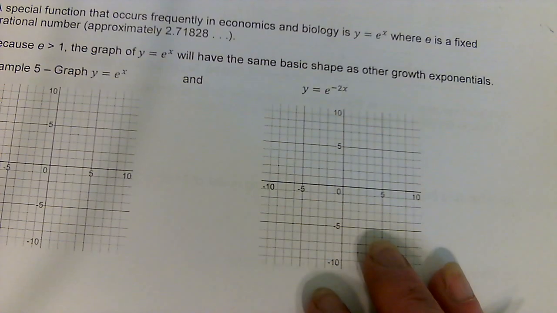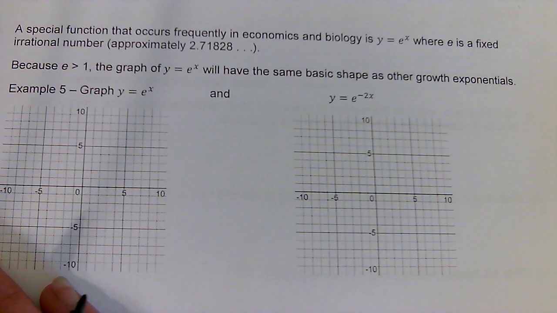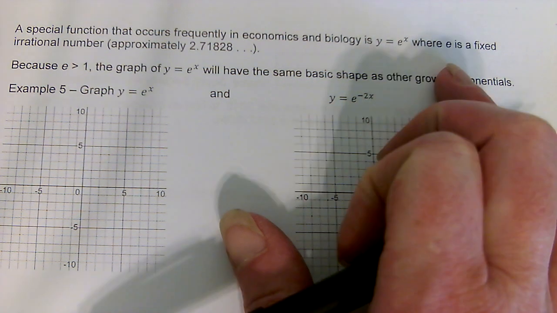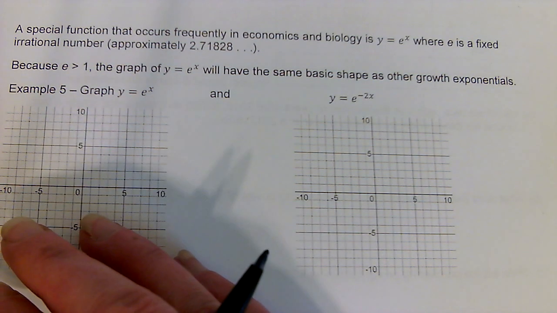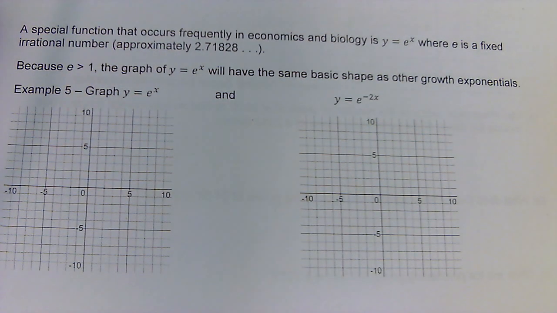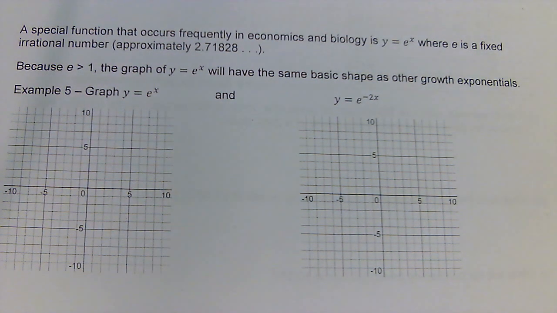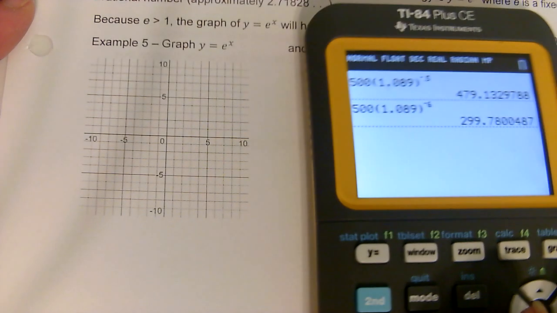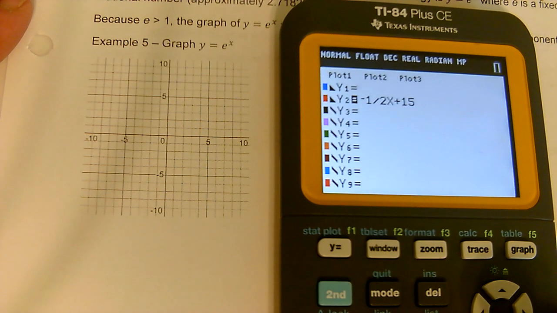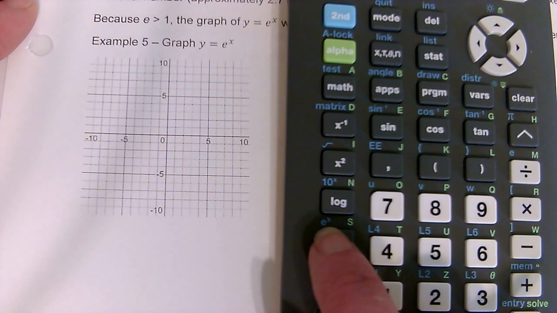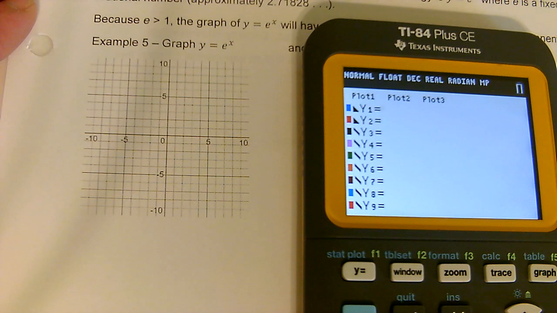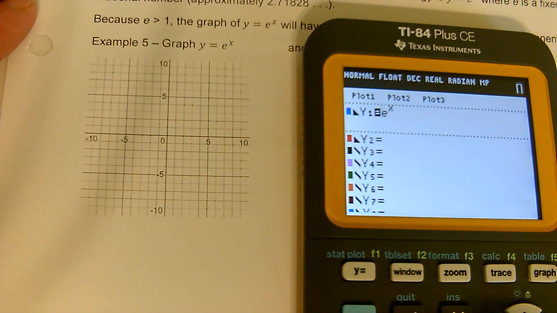Okay. A special function that occurs frequently in economics and biology is Y equals E to the X. And E is a number. It's 2.718. It's going to behave just like any other exponential. So if I wanted to graph Y equals E to the X, this one we can't really do by hand as well. So let's use the calculator to help us. So we're going to go into Y equals. I'm going to clear out everything else. And E on the calculator is right here above LN. It says E to the X. So we're going to press second LN and get E to the X.